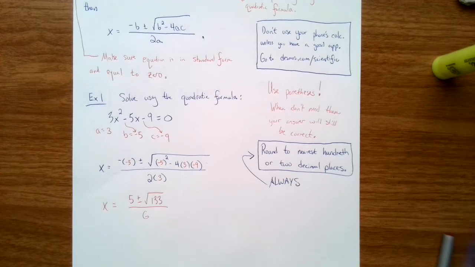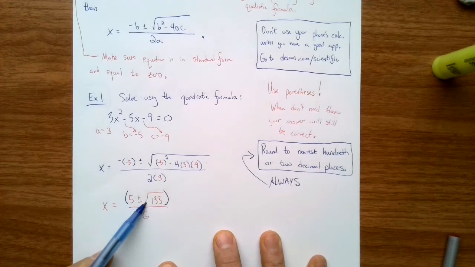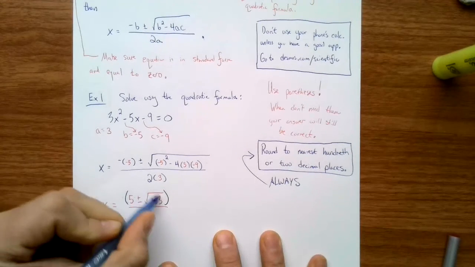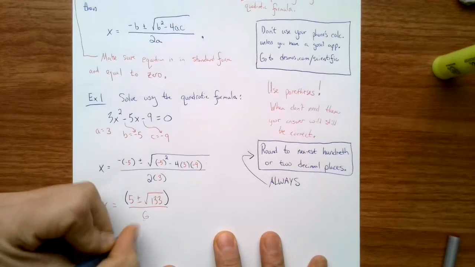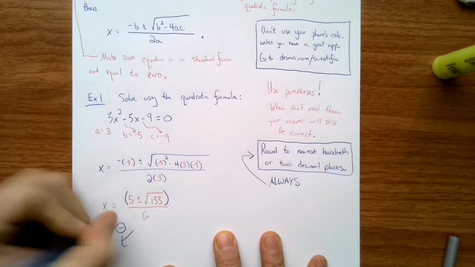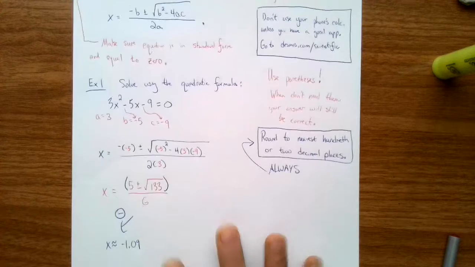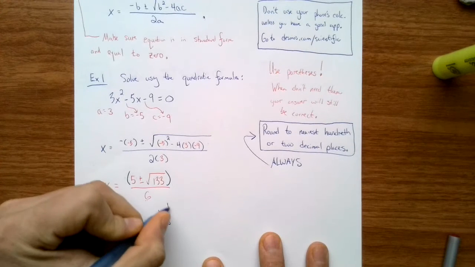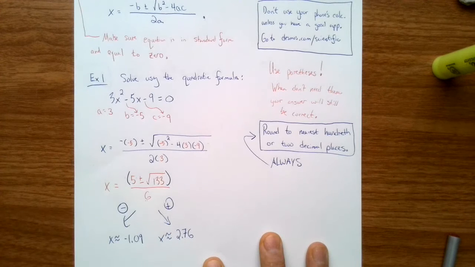So now what you're going to do is use the calculator and type 5 plus the square root of 133 in parentheses divided by 6. We want to perform this arithmetic in its entirety and then divide that sum or difference by 6, okay? So when you subtract, you're going to get approximately -1.09. And when you do the addition version, you're going to get x is approximately equal to 2.76. Okay, remember, we're going to always round to the nearest hundredth or to 2 decimal places.